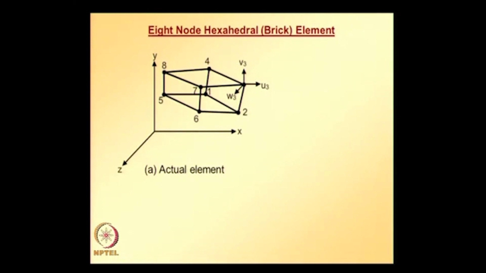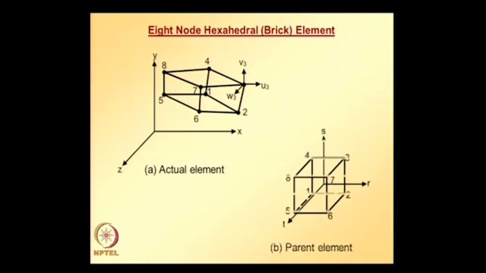This is an 8 node hexahedral element, and similar to that we already did for 4 node tetrahedral element, the element equations can easily be derived by using isoparametric mapping concept, and this actual element we are going to map it onto a parent element, which is going to be a cube having dimension 2 by 2 by 2, that is r axis goes from -1 to 1, s axis goes from -1 to 1, t axis goes from -1 to 1. So, parent element looks like this.